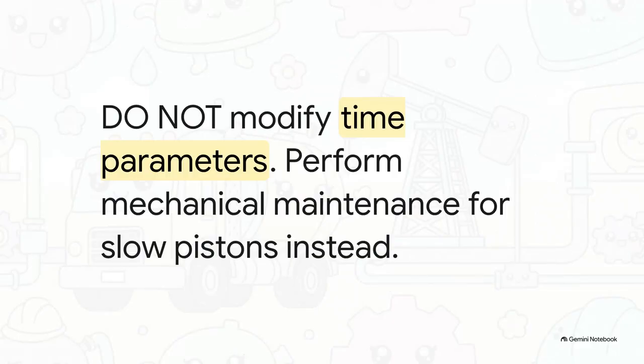Actually, let's make this a golden rule for the whole crew. Do not modify those time parameters. They are pre-calibrated for optimal fluid conditions. If you notice a piston is acting a bit sluggish, whatever you do, do not put a digital band-aid on it by altering those milliseconds. If you tweak those, you alter all 3 silos and completely destroy the precision of your entire stage. Instead, grab your tools and perform the mechanical maintenance. Fix the hardware, do not mess with the code.